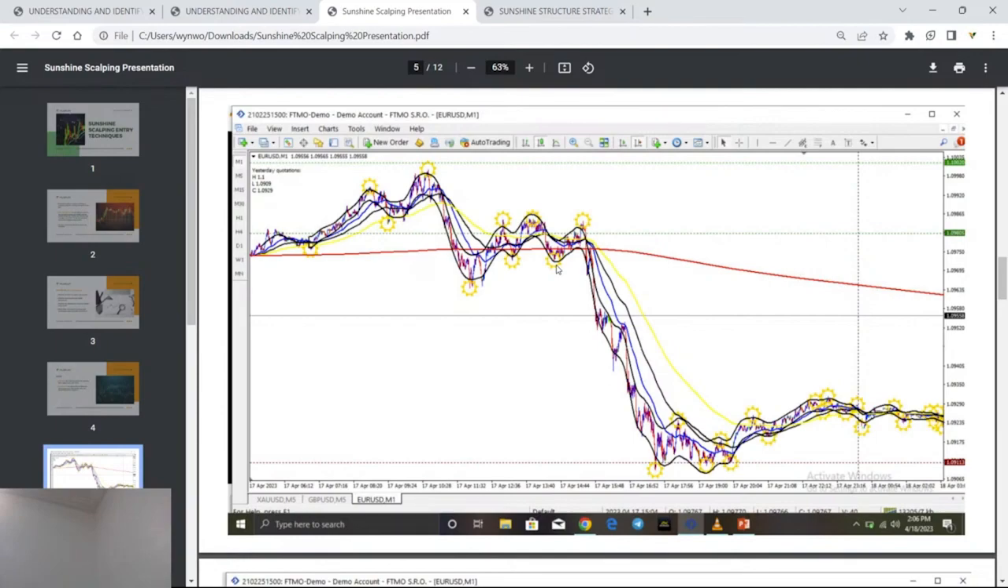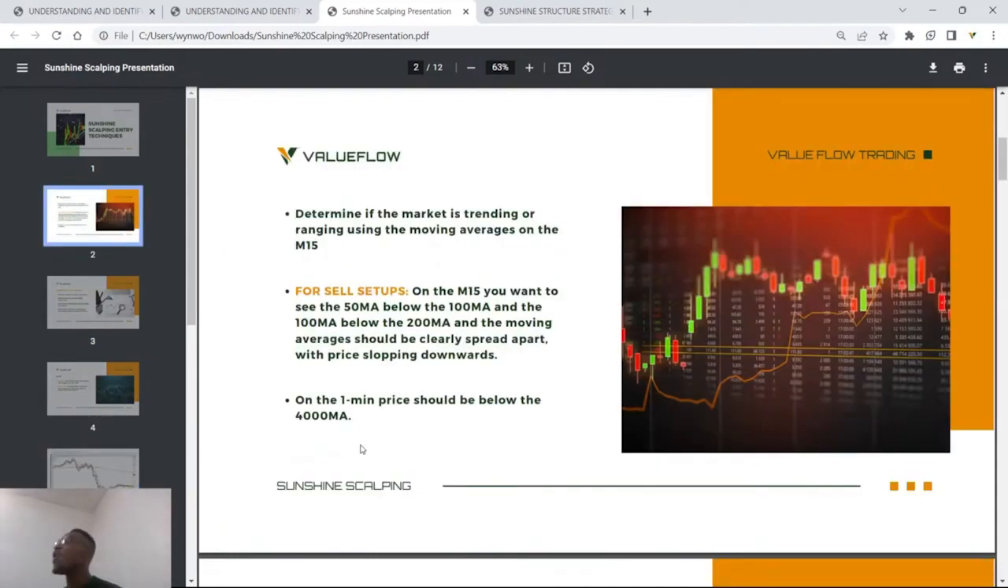Where is the 50? Here. Let me use the cursor so that the online community too will get what I'm saying. The 50 is here. The 100 is here. This is the 200. Now, on the 1 minute time frame, because some people can be impatient and might not want to look at the 15 minutes time frame, you want price to be below the 400 moving averages, because the 400 moving average is also on your chart.